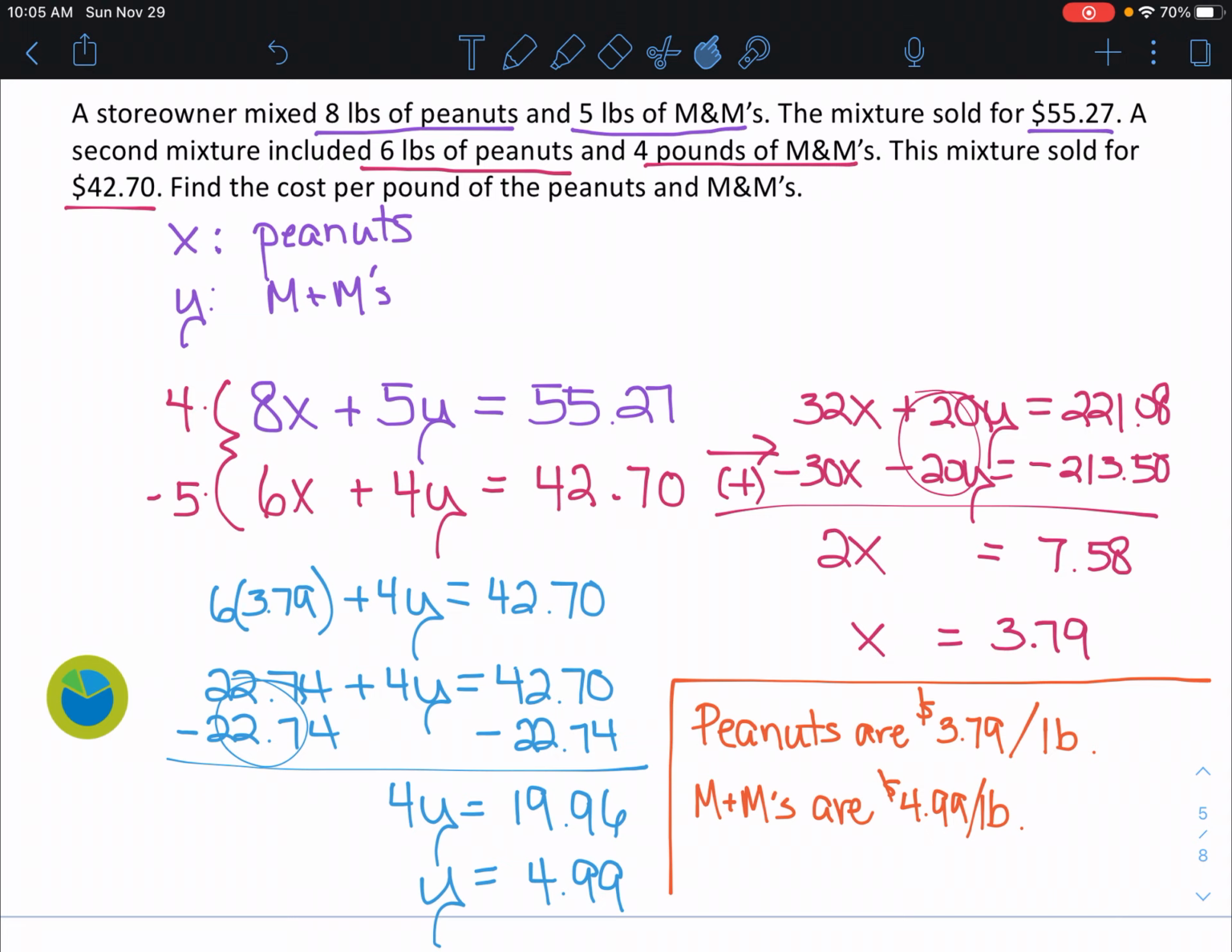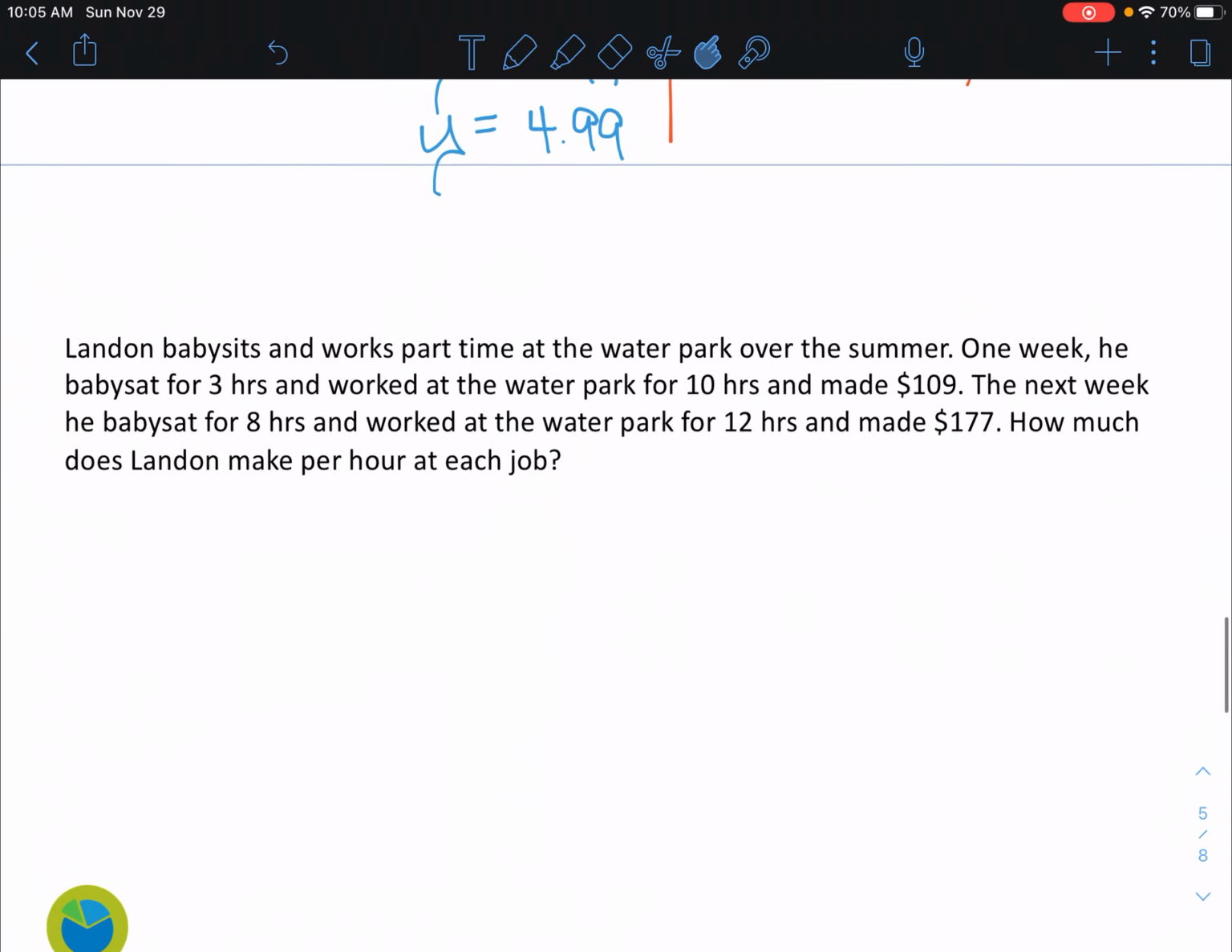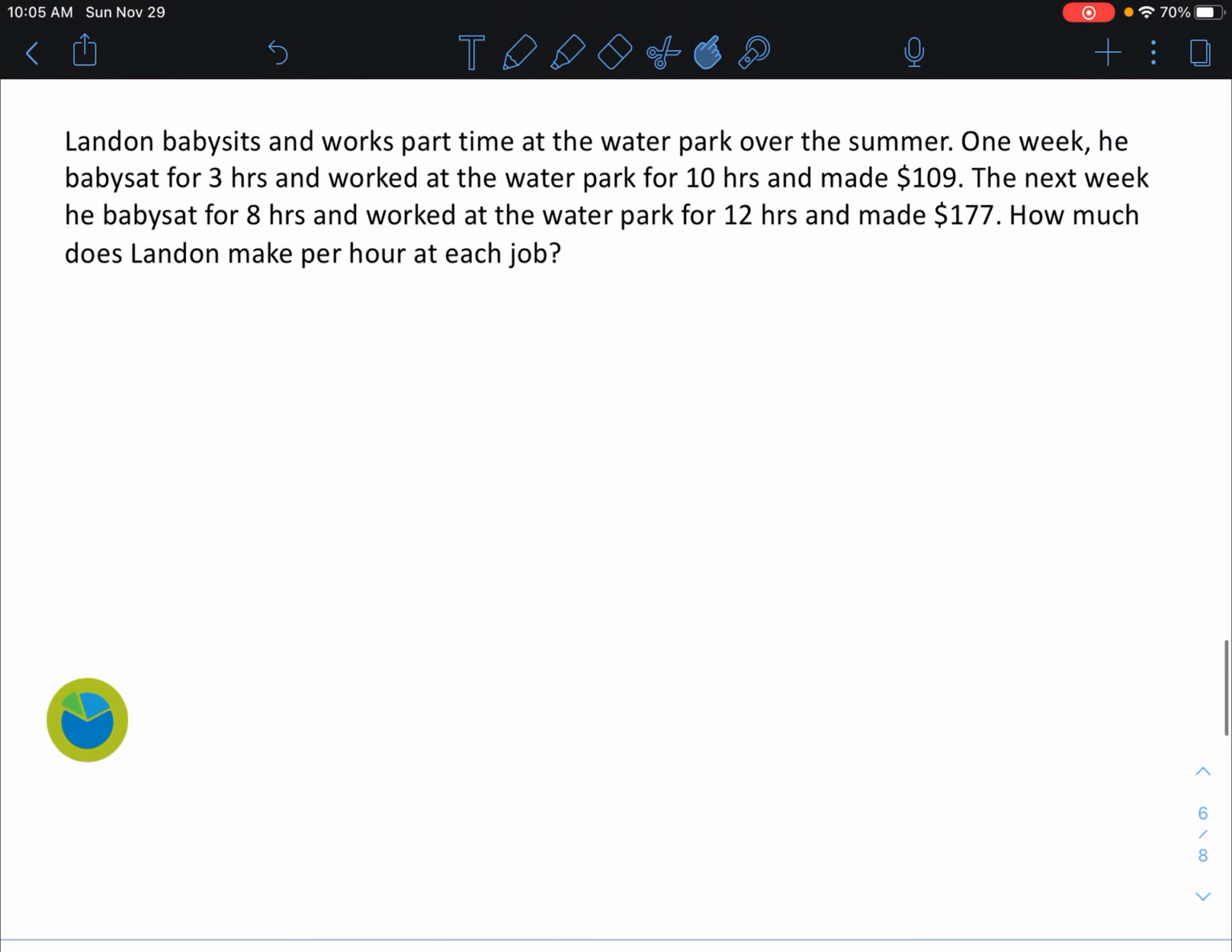All right. Let's do one more to make sure we're okay with this. Let's take a look. Landon babysits and works part-time at the water park over the summer. One week he babysat for 3 hours and worked at the water park for 10 hours and made $109. Next week he babysat for 8 hours and worked at the water park for 12 hours and made $177. How much does Landon make per hour at each job? Okay, so that kind of tells you what you're looking for and what your variables are.